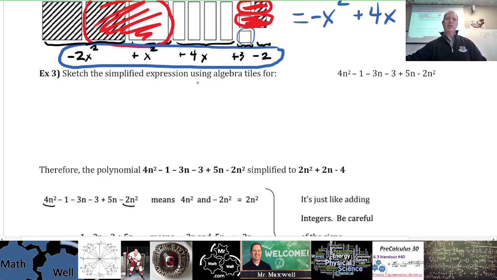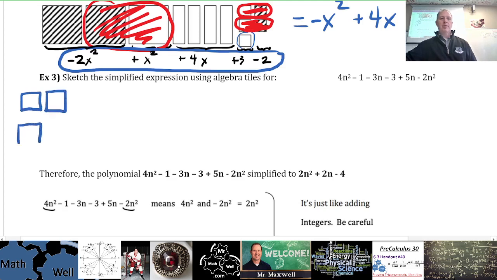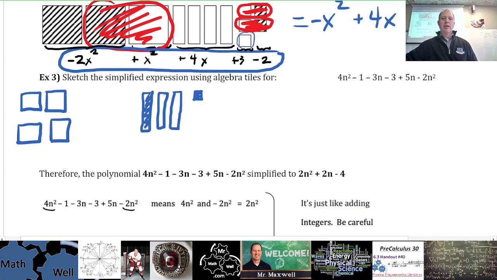Okay, sketch the simplified expression using algebra tiles. Here's an example just like the one we just did, except it just gives you the expression. So let's sketch this together. Positive 4n squared. So I'm going to make some big n squareds here. These are my big tiles. 4 n squared. Okay, got that. A negative 1. I'll put the ones over here. I have a negative 3n, so I'll make 3 negative n's here. Those will be filled in.